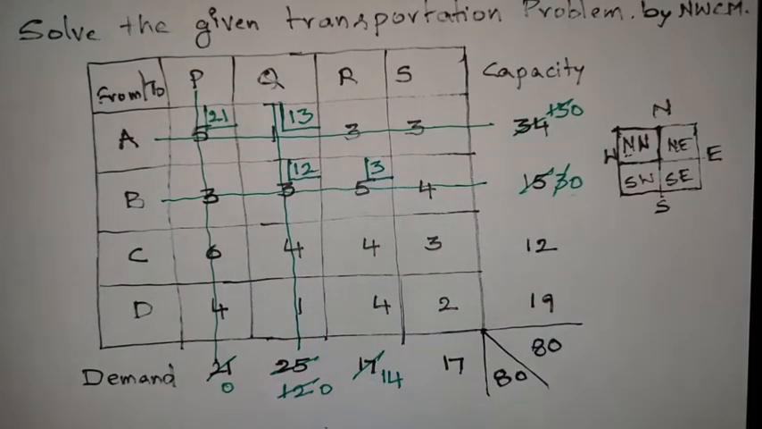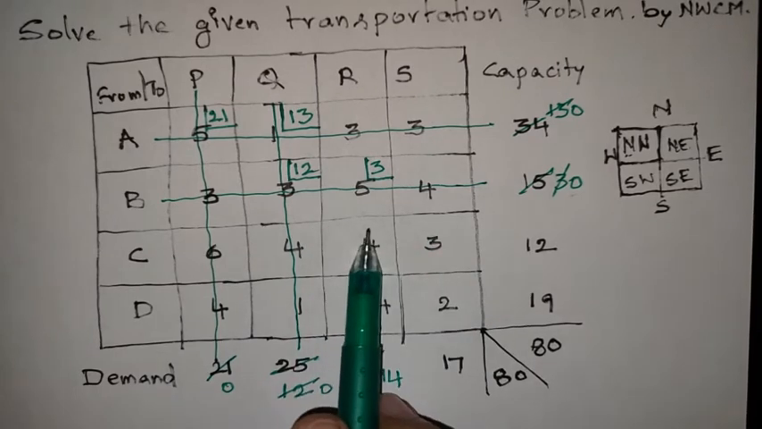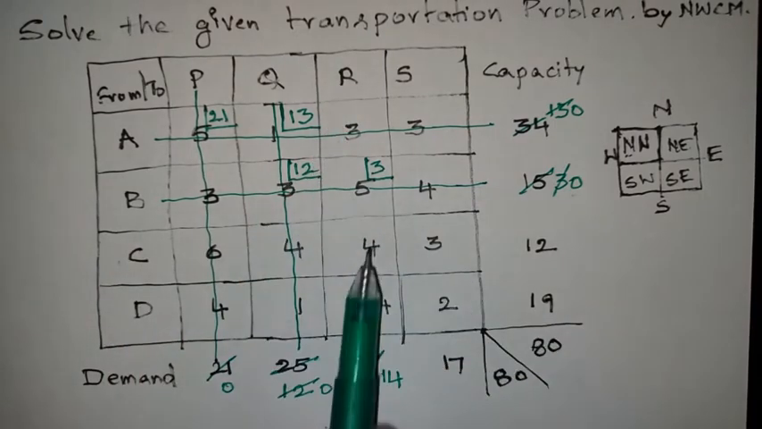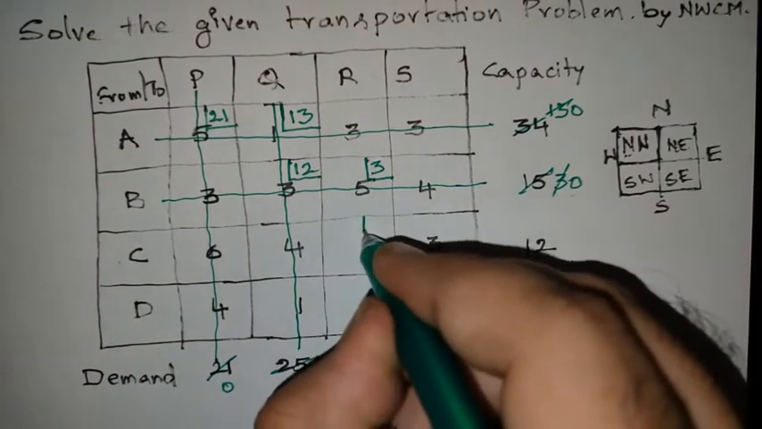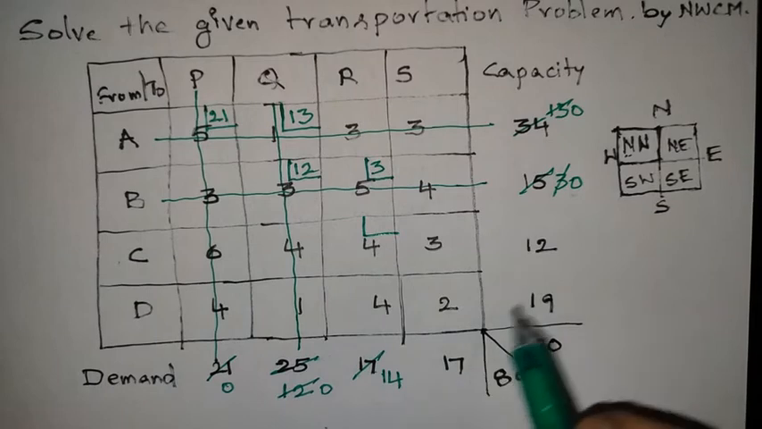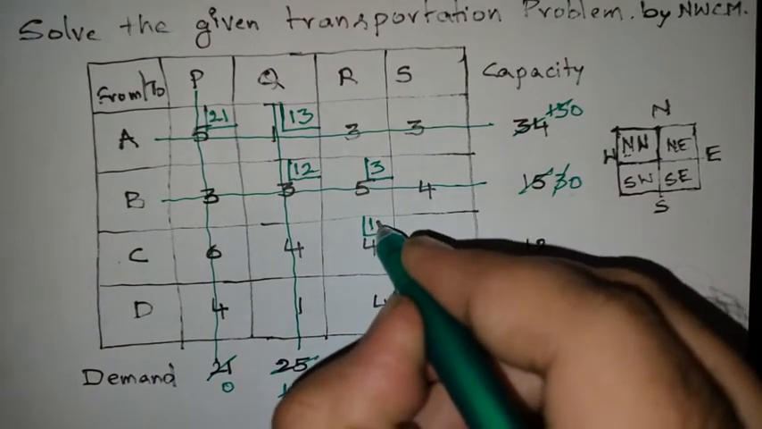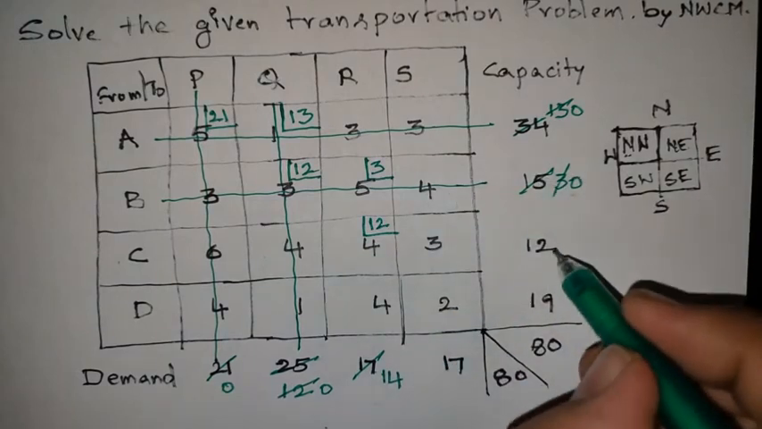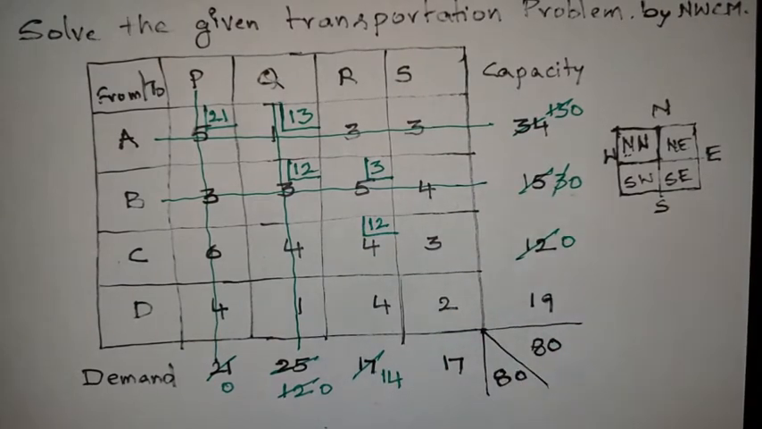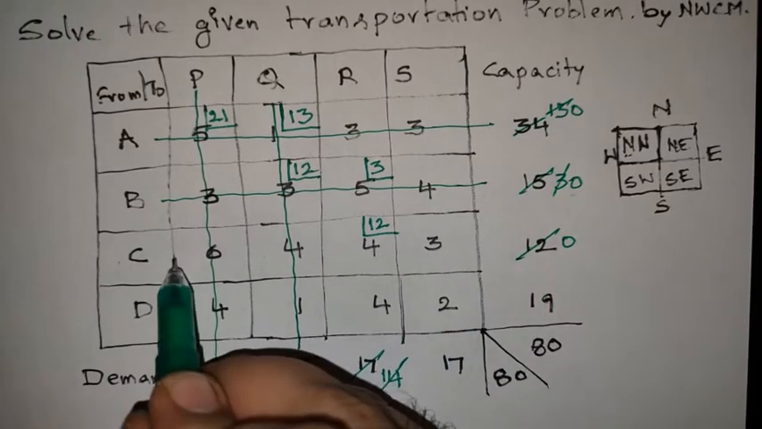Next, what is the remaining table? This one is the remaining table. What is the northwest one? The top left corner, that is the CR cell, the northwest cell. How many units can we allot? Supply is 12, demand is 14. So we can supply only 12 units. Here it becomes 0 and only 2 units are there. As this row becomes 0, strike off this row.